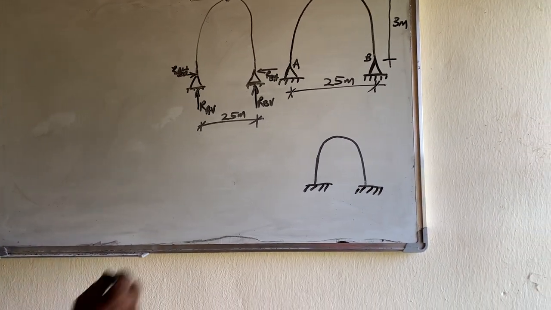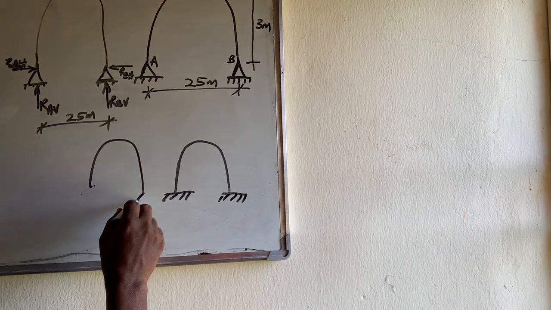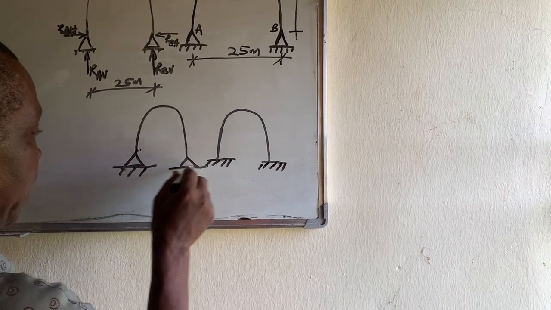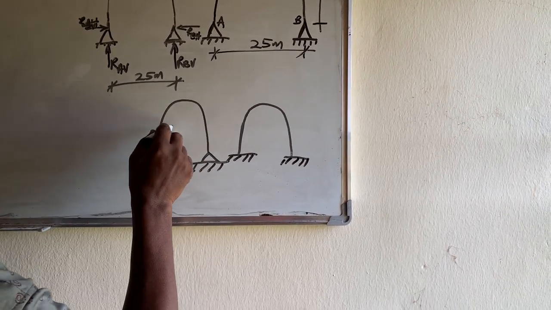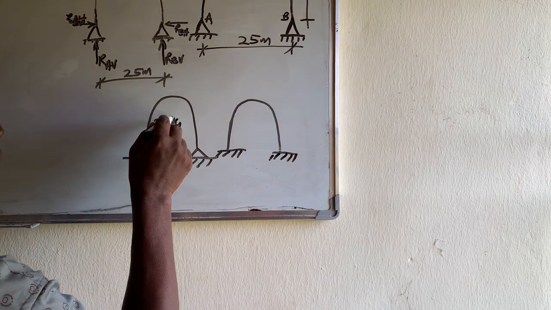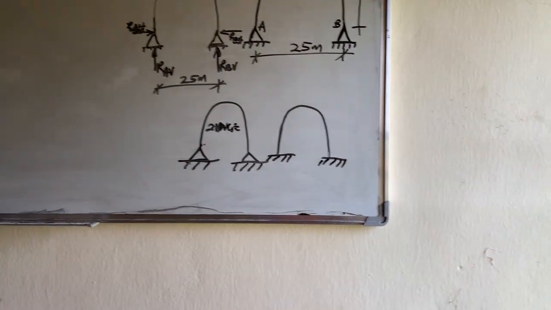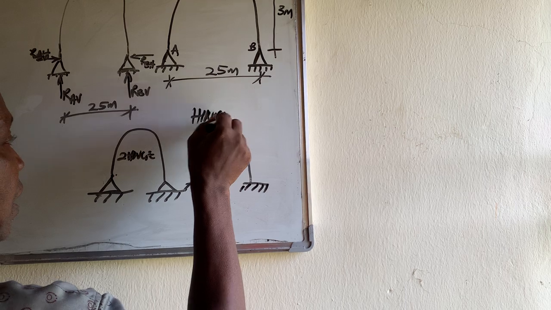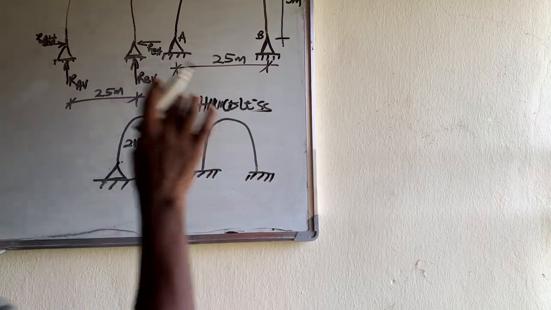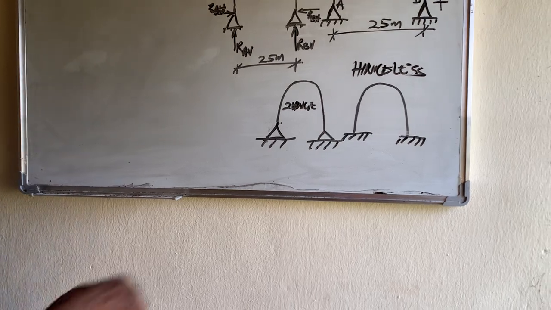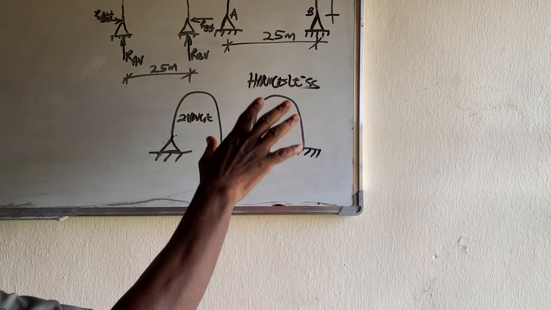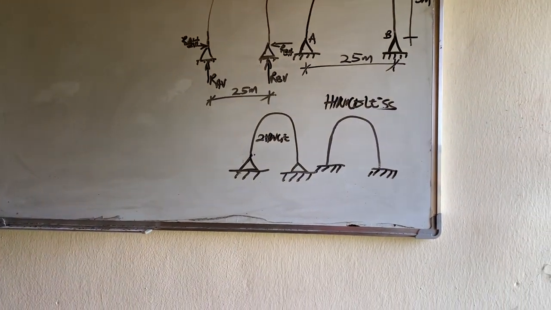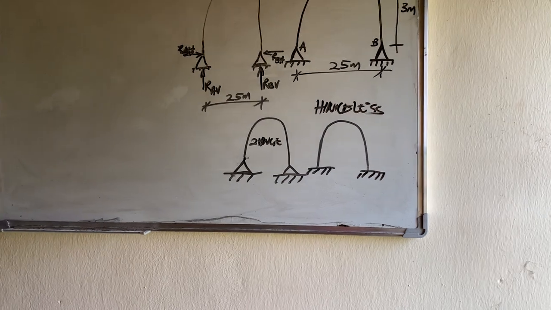We have two hinge arches. This is a two hinge arch. This is a hingeless arch. This is indeterminate. These hingeless arches are indeterminate to 3 degrees, 3 degrees of indeterminacy.